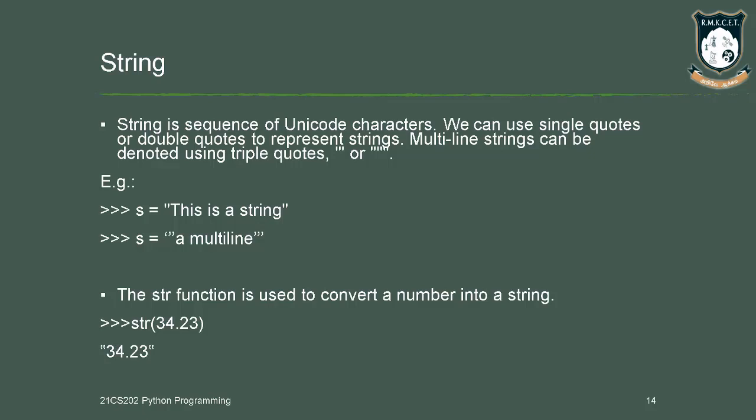If you need to convert an integer or float number into a string, then you can use the function called str. Previously we have seen that we can convert a string into an integer. Similarly, we can convert an integer as well as a floating point number into a string. For that you can use the function str, so the number will be converted into a string and the output will be given within quotes.